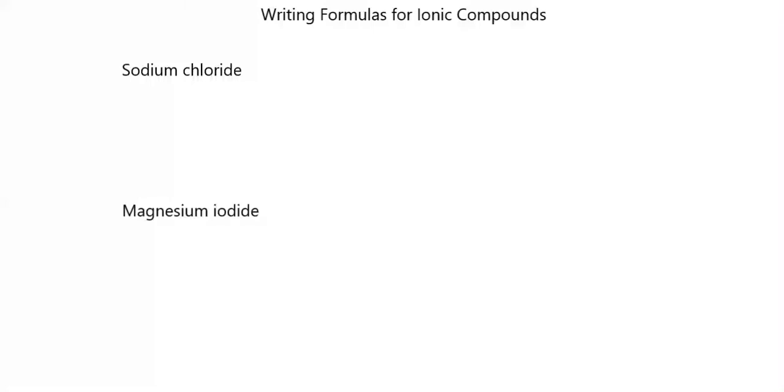Alright, so here's a brief video to attack the problem that many beginning chemistry students have, and that's how to generate the formula for ionic compounds, in particular from their name. So the first case, sodium chloride, well, we have sodium, which is in group 1, and therefore we'd expect it to form a +1 ion.